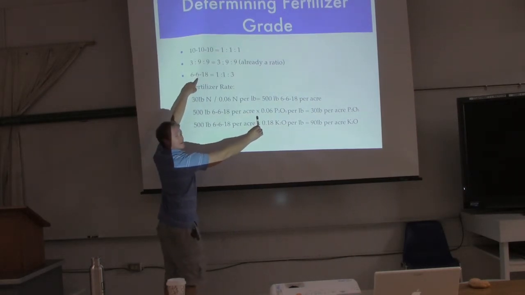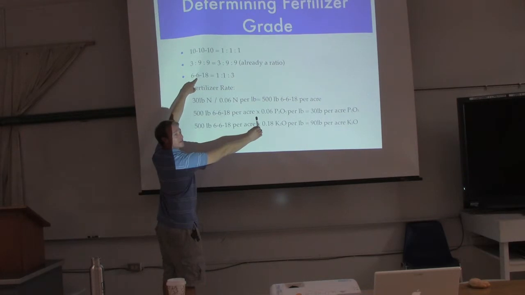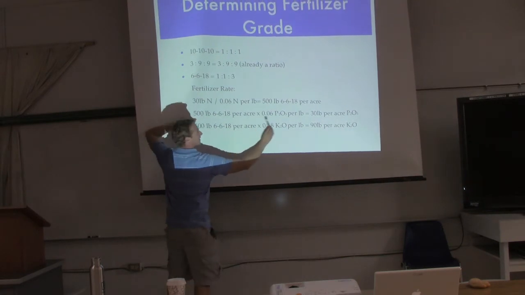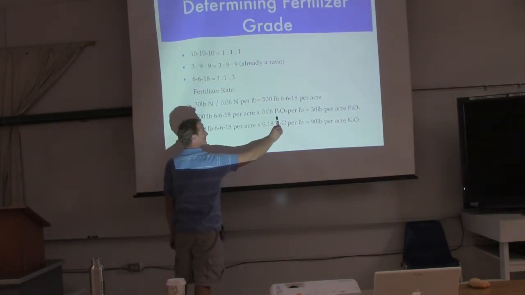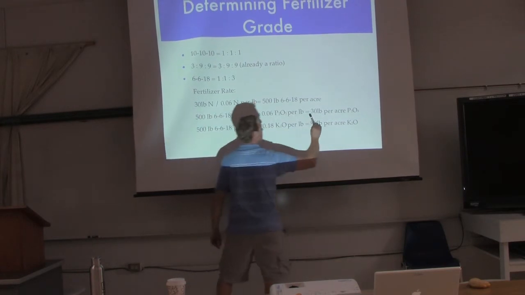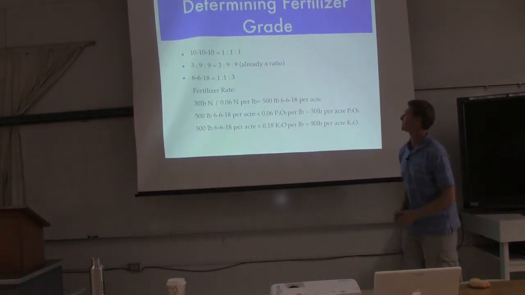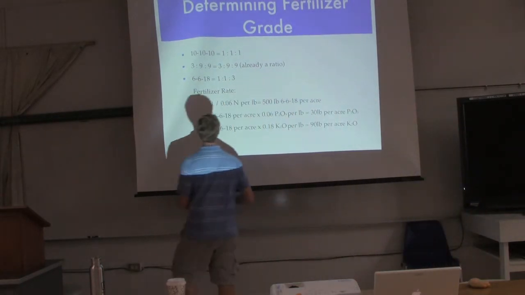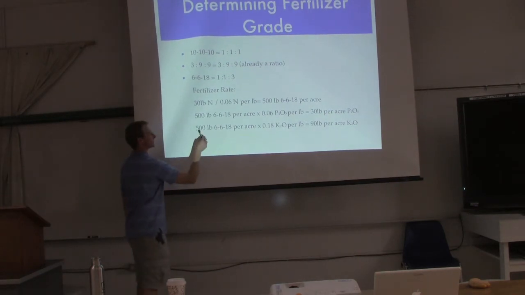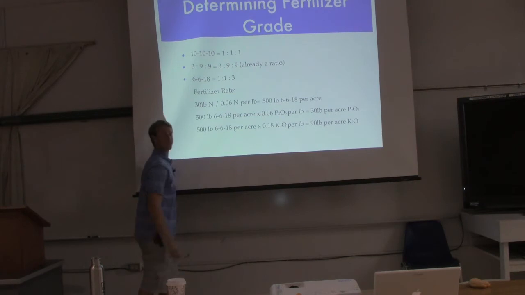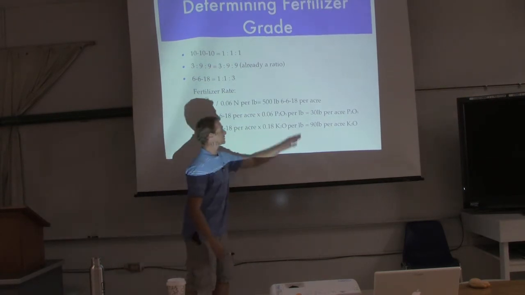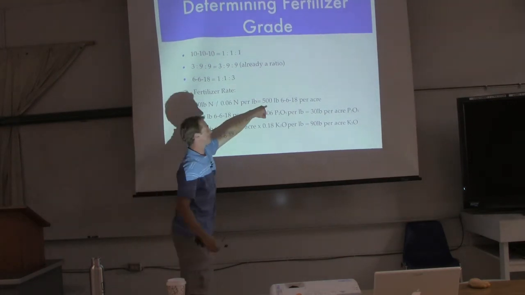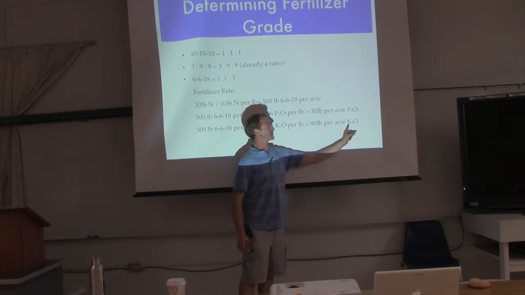I take the decimal on my next one over, which is 0.06, just the same as the first, and I multiply this weight times this percentage in decimal form. Gives me an answer of 30 pounds per acre of P2O5. Let's look at K. Same thing. I take my weight, multiply it by the percentage in decimal form, and it tells me that if I add 500 pounds of 6-6-18, I will be adding in 90 pounds of K2O.